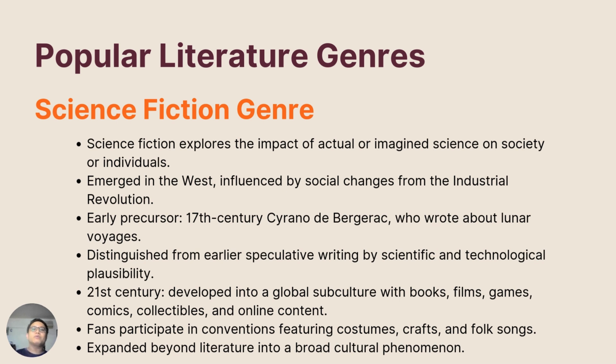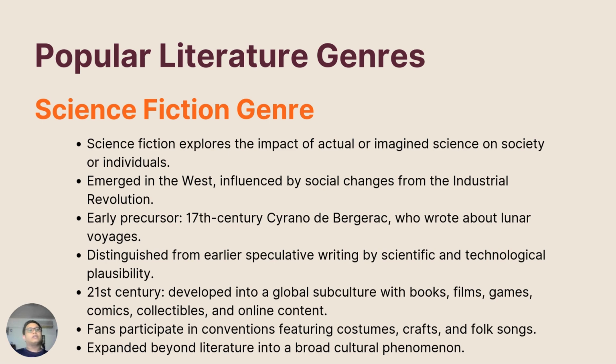Okay. Now, another genre in popular literature is the science fiction genre, which is a form of fiction that deals principally with the impact of actual or imagined science upon society or individuals. Take for example The Three Body Problem by Liu Cixin. It's actually a science fiction because it shows the impact of the imagined science, which is the aliens coming upon the society or the individual. So that is one example of a science fiction popular literature.